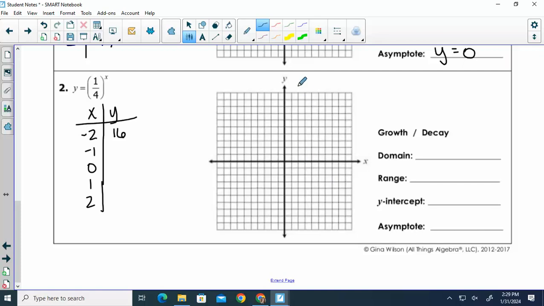Can I even go that high on my graph? No. Okay. What happens if I do 1/4 to the negative 1? 4. So (-1, 4). What is 1/4 to the 0? 1. Anything to the 0 power is 1. What is 1/4 to the first?